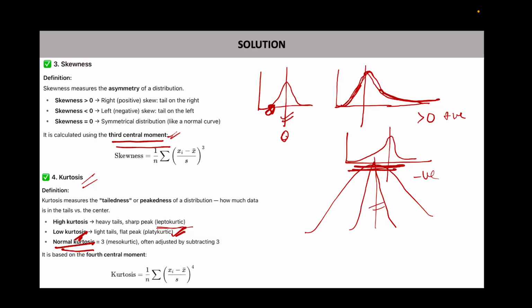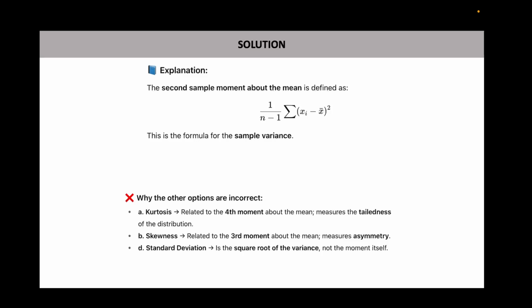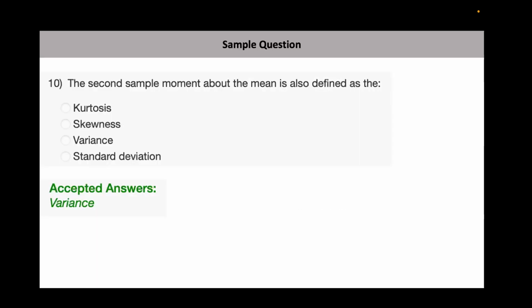Normal kurtosis is usually subtracted by 3. Sometimes this gets asked in objective type questions, what is the exact value of mesokurtic data, and the answer should be 3. There are different formulas to calculate this, and this is also called the fourth central moment. Now coming back to our question, variance is defined as the second sample moment about the mean, and therefore the answer to this question would be variance, which is your third option.